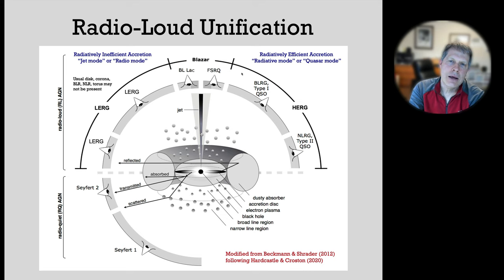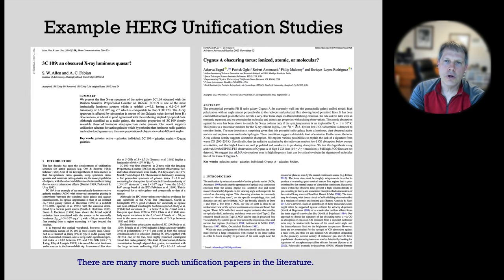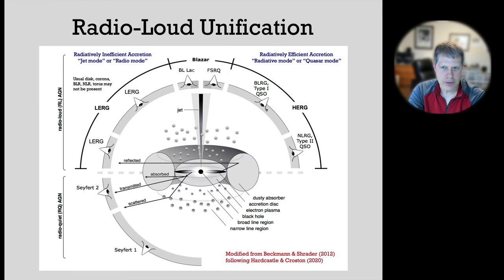And there have been many very successful studies of the unification model for the high excitation radio galaxy systems, the radiatively efficient ones. Here are just two examples of hundreds of such papers. Here is one where astronomers looked at a 3C radio galaxy in X-rays, used the penetrating power of X-rays to look through obscuring material, and they saw evidence for an obscured X-ray luminous quasar inside, nicely in agreement with the unification model over here.